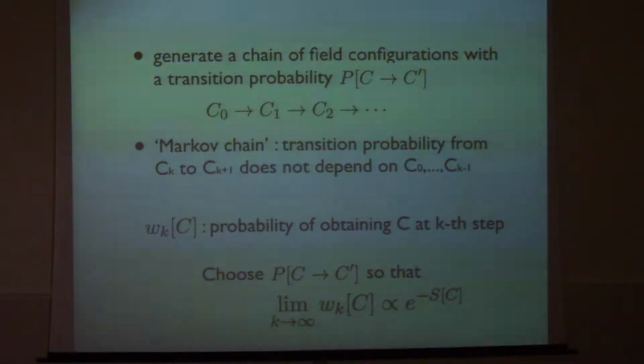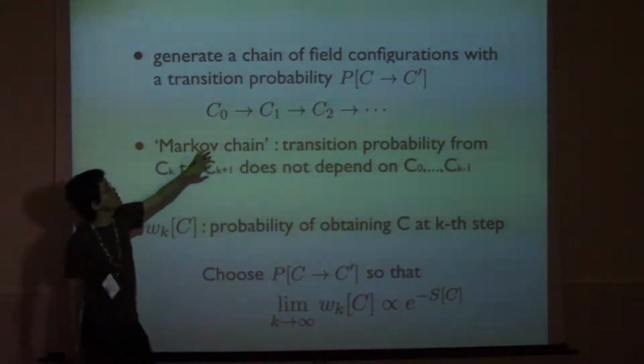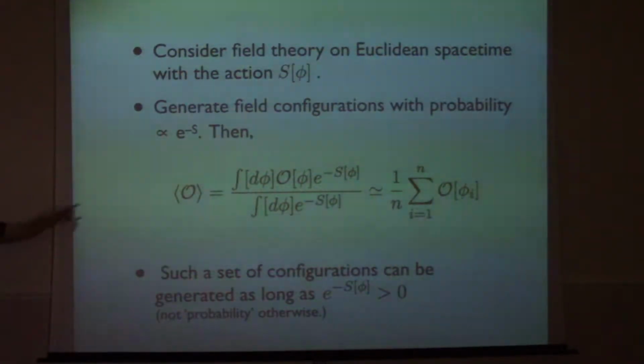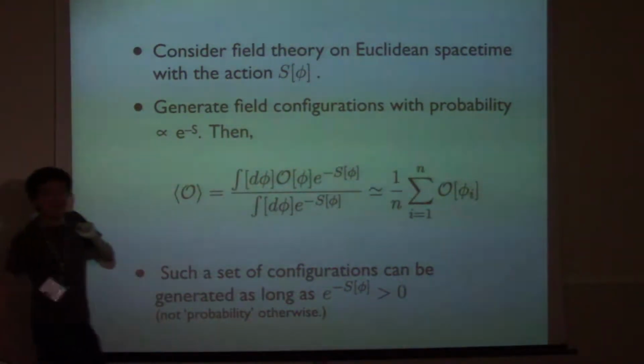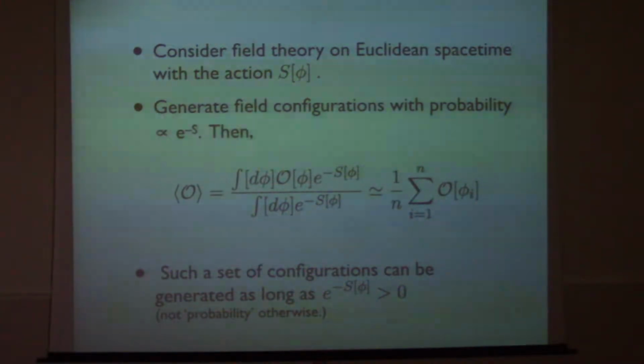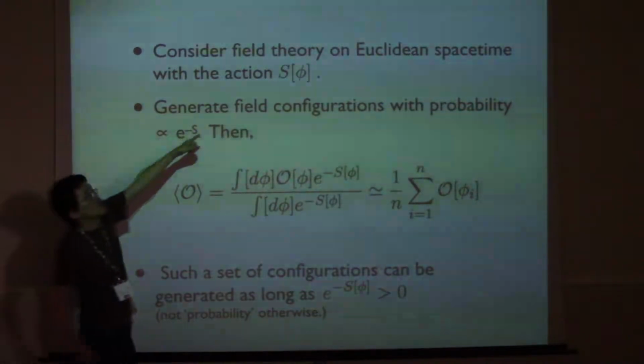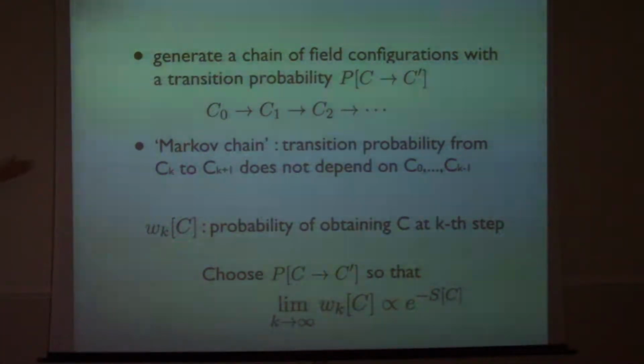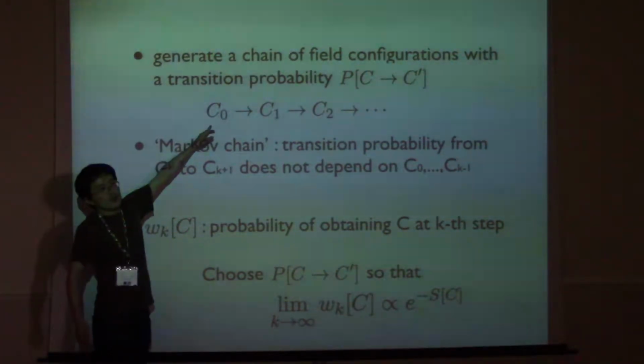And the basic idea is to generate a chain of configurations: C0, C1, C2, and so on. And each C is a set of values of the field phi. If you have a lattice, on each lattice site the value of field phi is defined. So C0, C1 are sets of values of phi at each point.